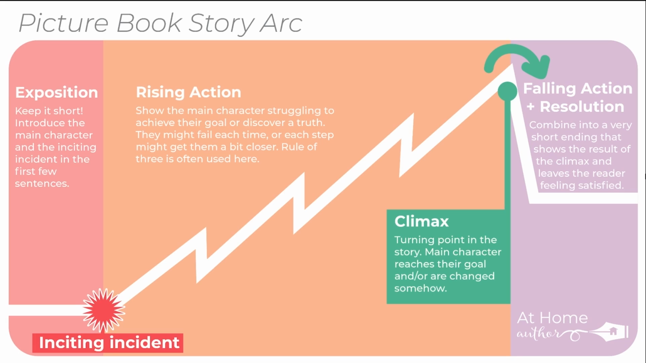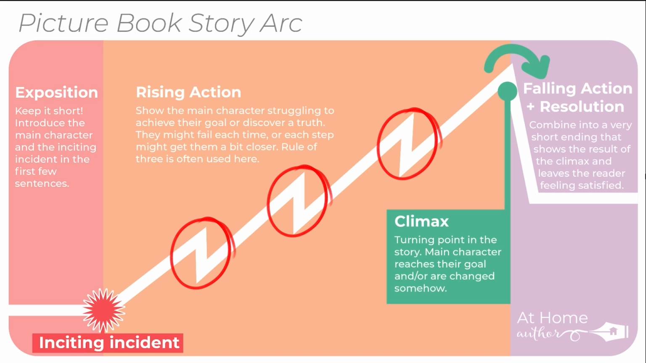The next stage in a picture book story arc is the rising action. And the first thing you should notice here is that it is big and it takes up the majority of this diagram. It is a zigzag because we want to see the main character sort of try and fail, try and fail, try and fail.